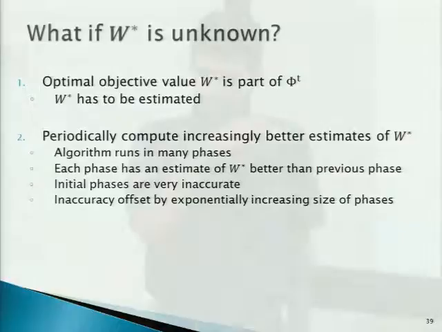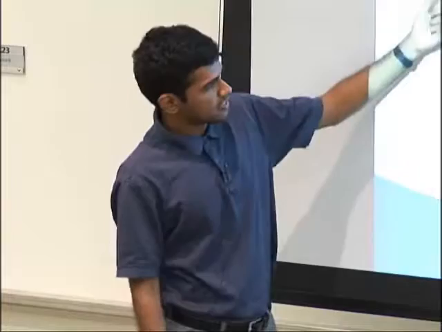So then the natural question is, what if W star is unknown? The potential function basically depended on W star. What if it was not known? If it's not known, you periodically get increasingly better estimates of W star as the algorithm runs. The initial estimates of W star are going to be very bad because you have only a few samples, but it increasingly gets better. To offset the fact that the initial estimates are erroneous, the phases of the algorithm are going to be exponentially increasing. So the later phases have a much greater effect on the quality of the output than the initial phases. The inaccuracy is basically offset by this, and you can get the same performance as before, even without knowledge of W star.